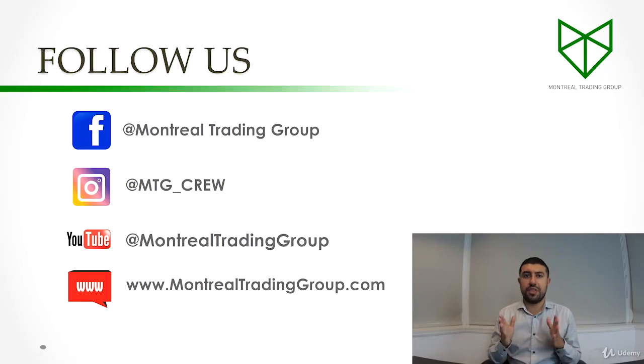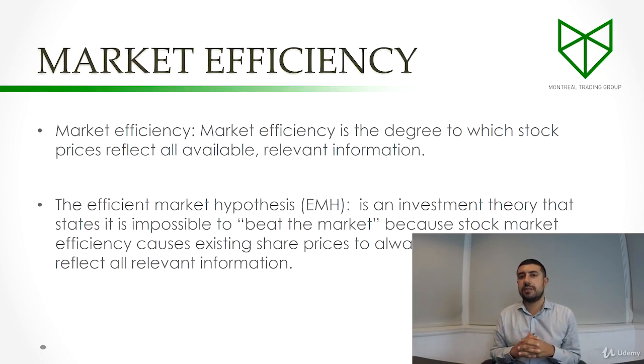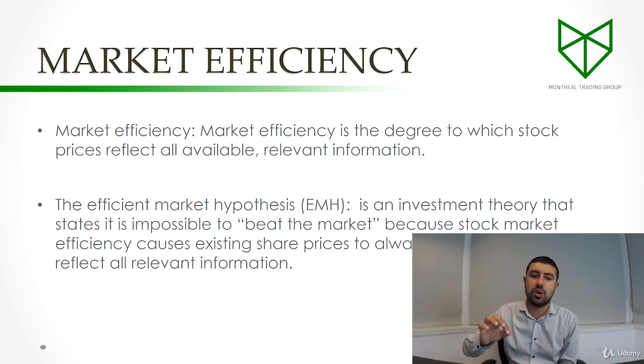In this lecture, we're going to be talking about market efficiency. Now, you've probably heard that saying before, or that word before: the market is efficient, it's extremely efficient, or it's not efficient. Now, what does market efficiency mean? Just off the regular definition here from the slide, market efficiency is the degree to which a stock's prices reflect all available relevant information.